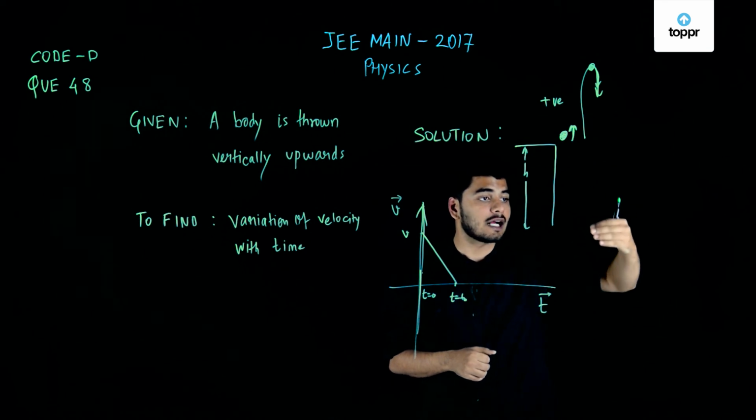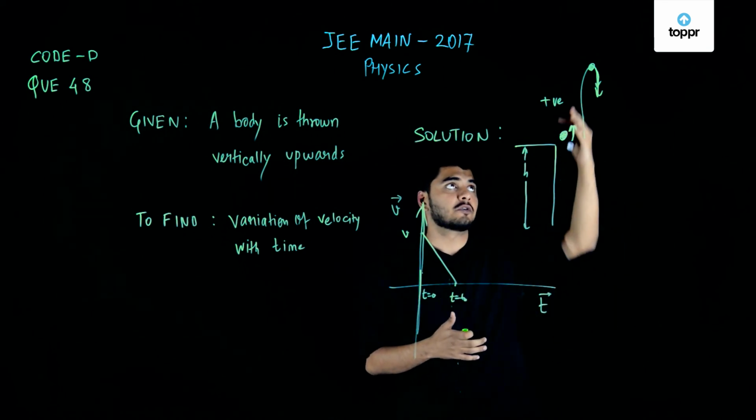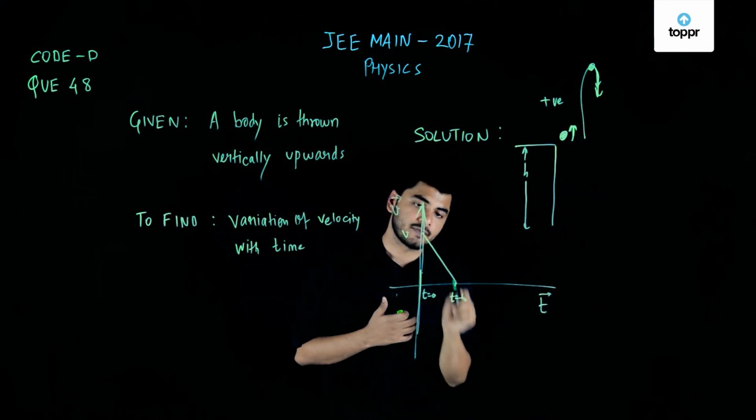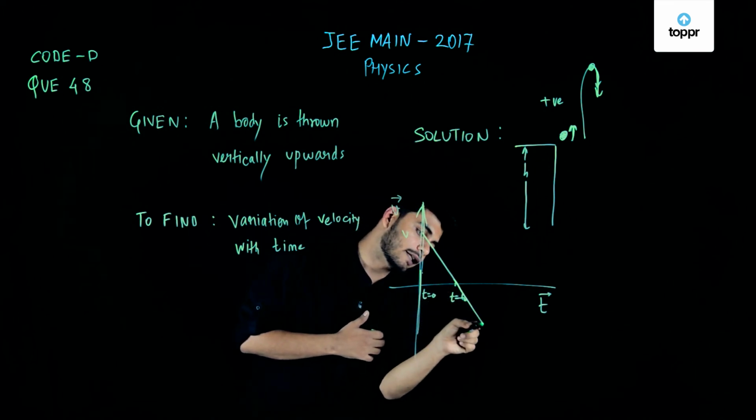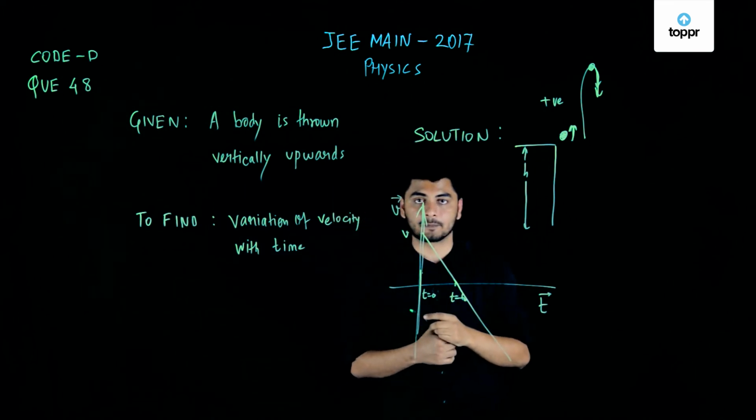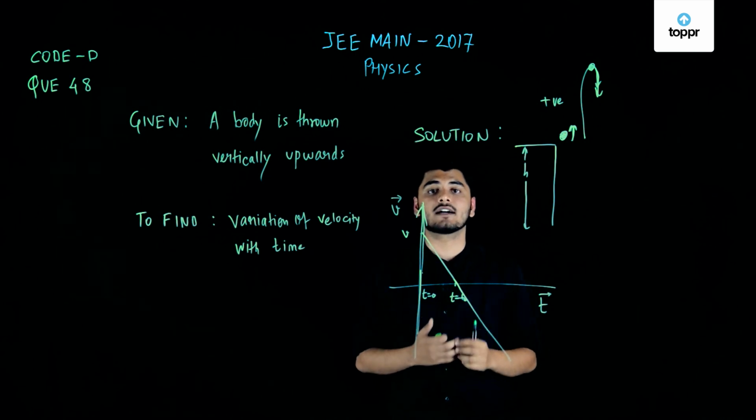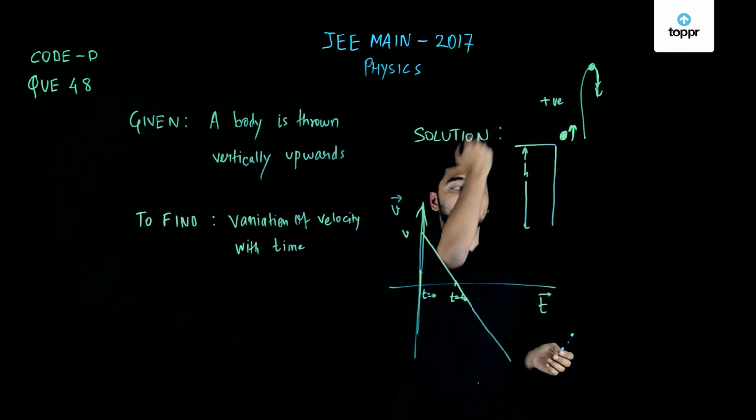As there is no ground mentioned in this question, it would go on increasing as the time increases. So this graph would go on increasing as and when the time is increasing. This would be the velocity-time graph of a ball which is projected vertically upwards.